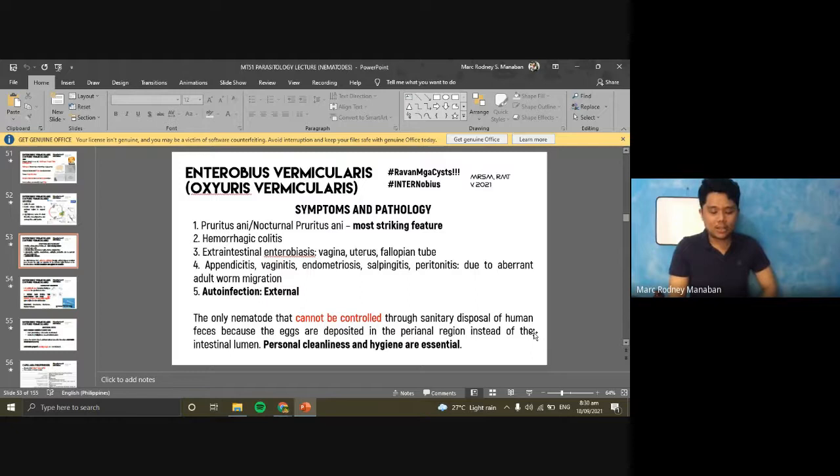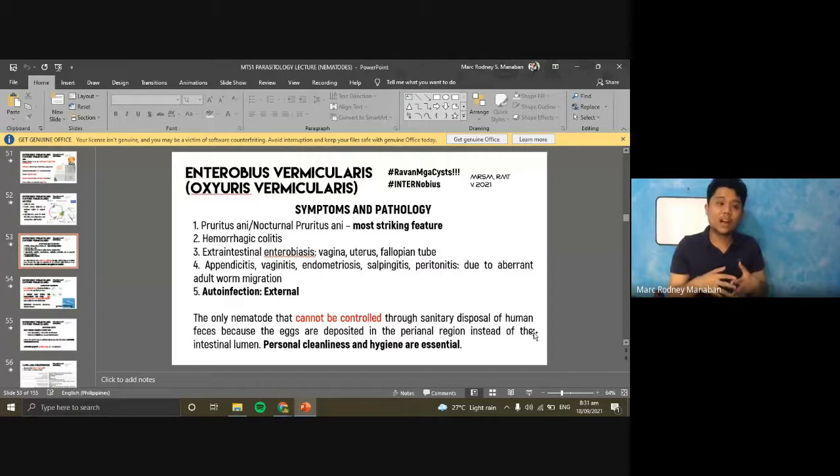So again, since we have mentioned that the eggs are deposited on the perianal region and not in the stool, common practices to prevent nematode infection such as proper waste disposal or proper sanitation practices are not effective for Enterobius. Because again, the eggs are not found in the stool. They are found on the perianal region.